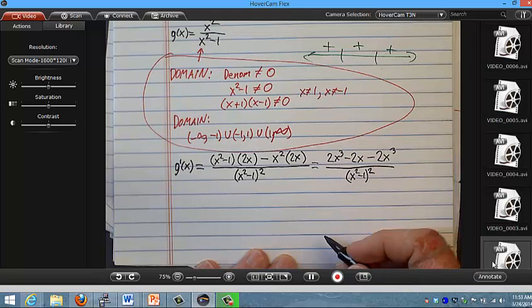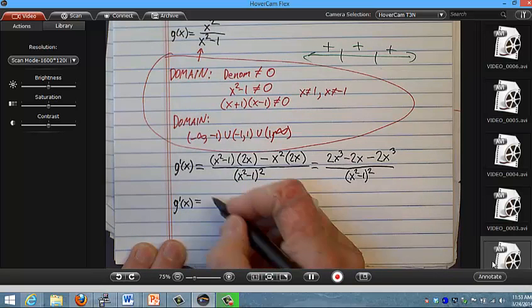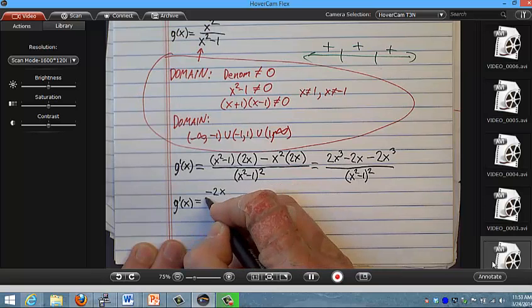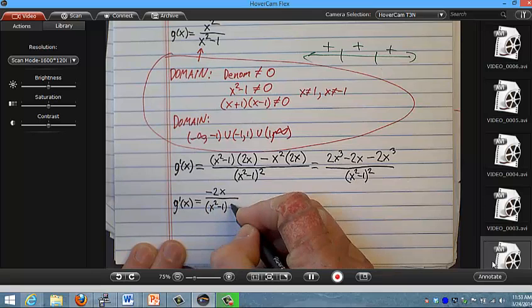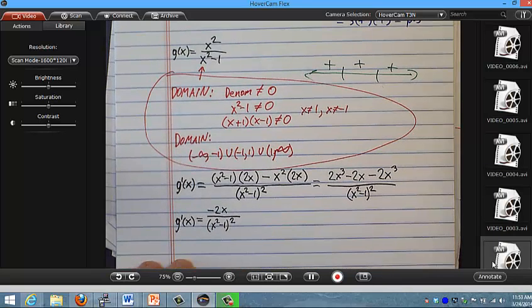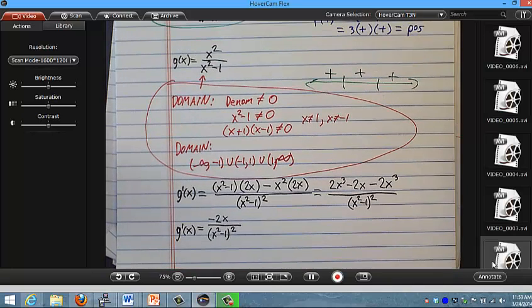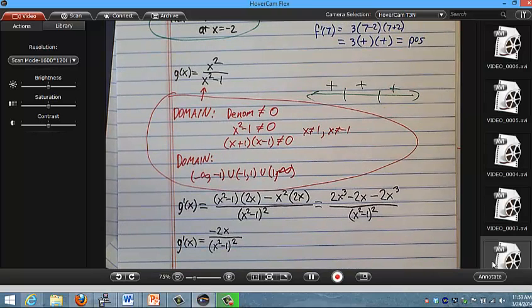So it looks to me like g prime of x is equal to negative 2x over x squared minus 1 squared. Now that's a pretty ugly derivative. It's a rational function, and I'm trying to find what are called critical values. So I ask myself two questions: is there anything I could put in for x that would make this equal to 0? Or is there anything I could put in for x that would make this undefined?